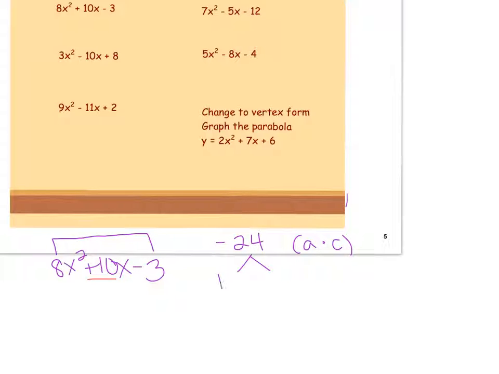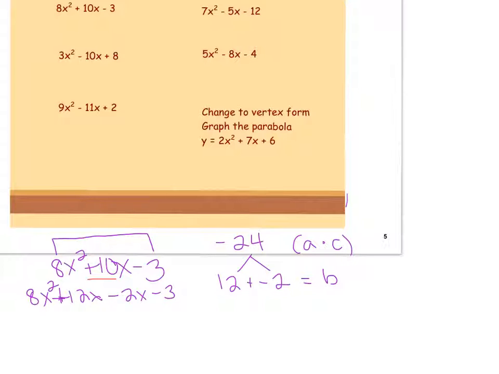So instead, 12 and negative 2 would give me product of negative 24, that A times C, and then the sum is my B. So now I basically am going to just split the middle. 8x squared plus 12x minus 2x minus 3. So if you look, my positive 10x is equal to 12x minus 2x. So I'm just rewriting that middle term.